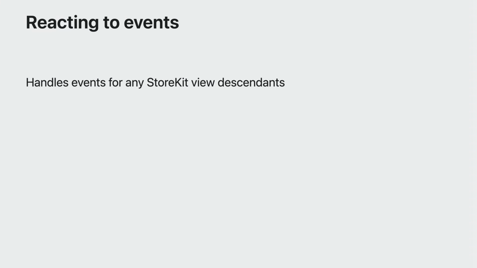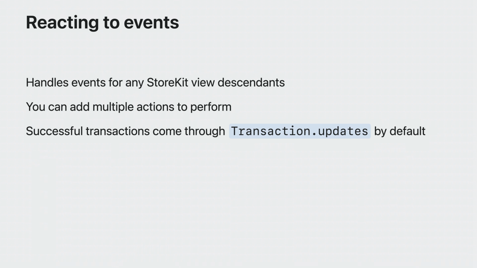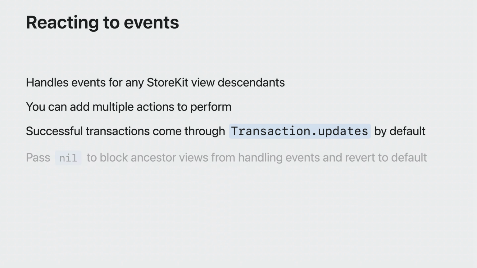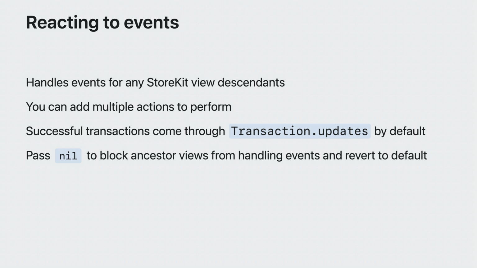When using these modifiers, it's important to note that they will handle events from any descendant product view, store view, or subscription store view instances. If you add multiple modifiers, all of your actions will run for each event. Keep in mind, using these modifiers is entirely optional. By default, successful transactions from StoreKit views will emit from the transaction update sequence, but you have the option to add on in-app purchase completion to handle the result directly. You can pass nil to any of these modifiers to revert to the default behavior.